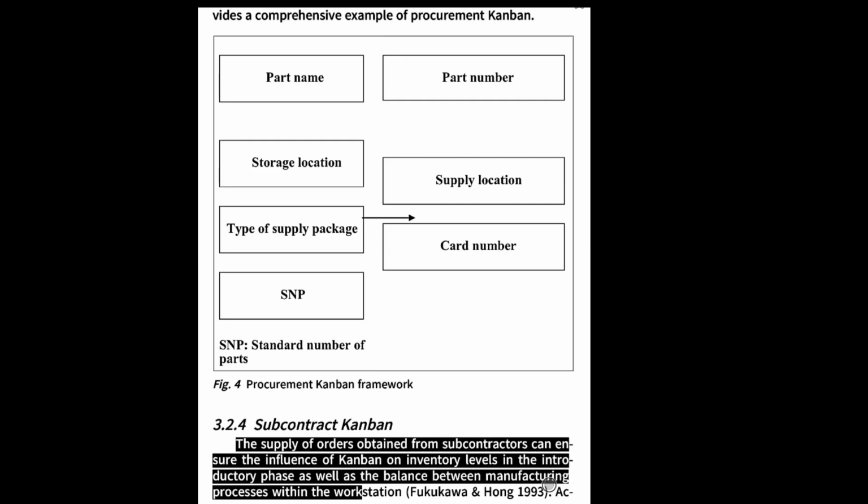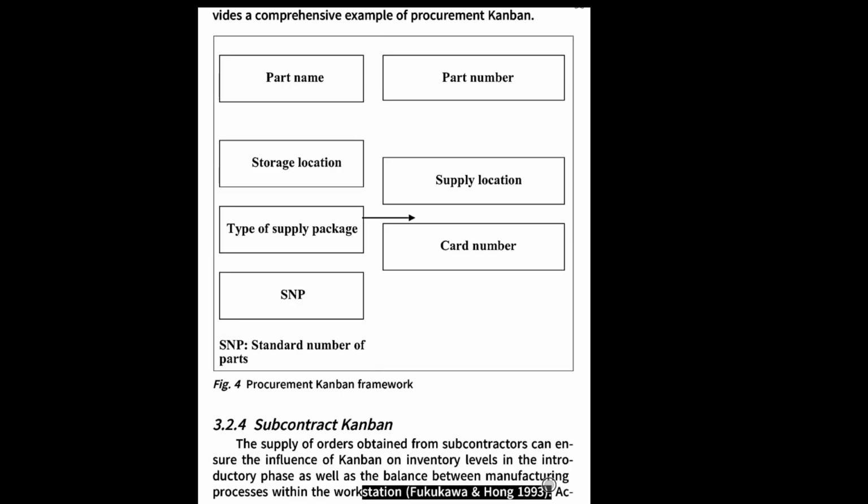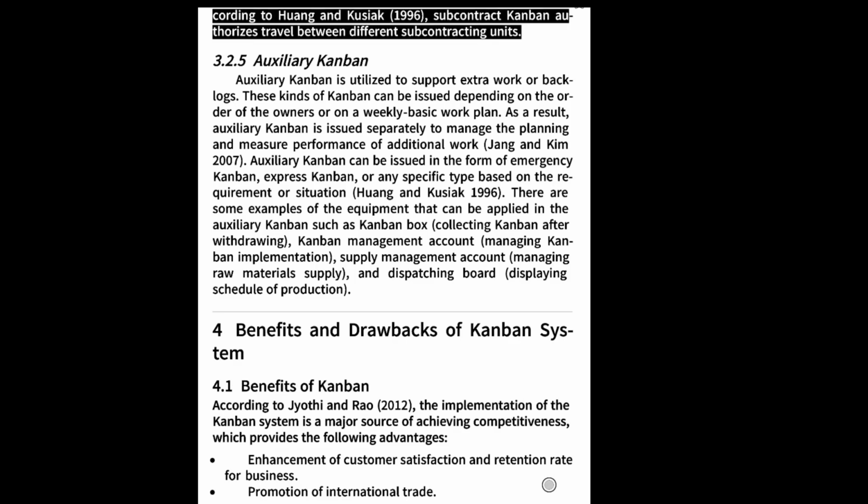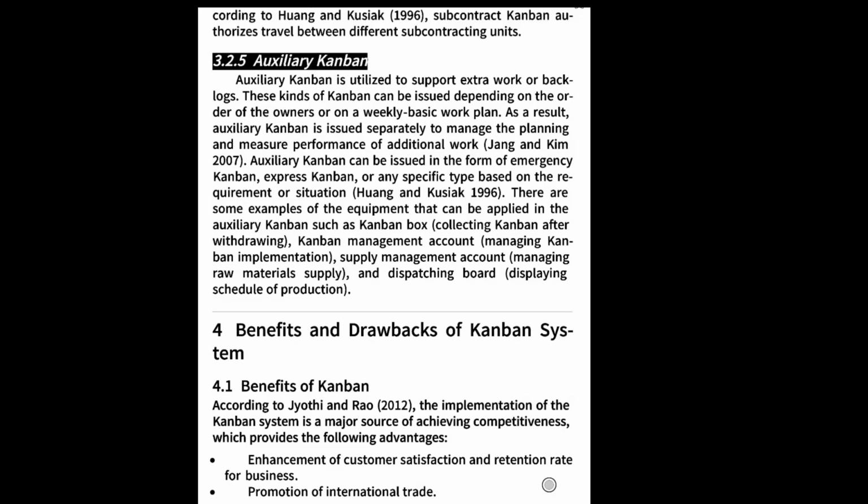3.2.4 Subcontract Kanban. The supply of orders obtained from subcontractors can ensure the influence of Kanban on inventory levels in the introductory phase as well as the balance between manufacturing processes within the work station, Fukukawa and Hong 1993. According to Huang and Kusiak 1996, Subcontract Kanban authorized travel between different subcontracting units.